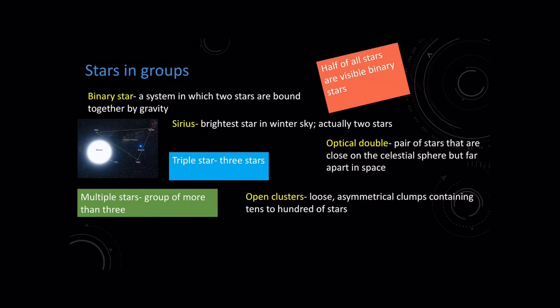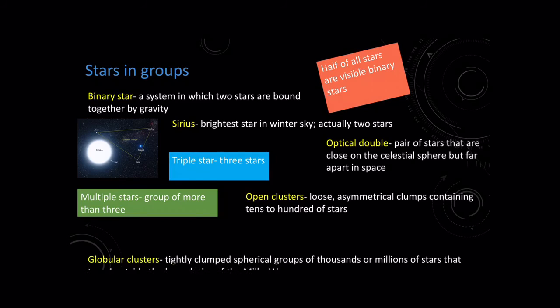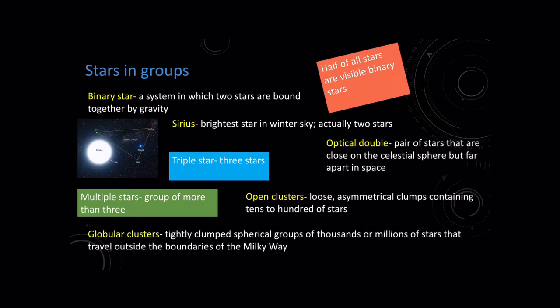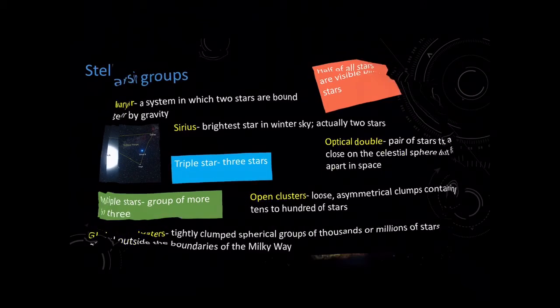Open clusters are loose, asymmetrical clumps containing tens to hundreds of stars. Globular clusters are tightly clumped spherical groups of thousands or millions of stars that travel outside the boundaries of the Milky Way.